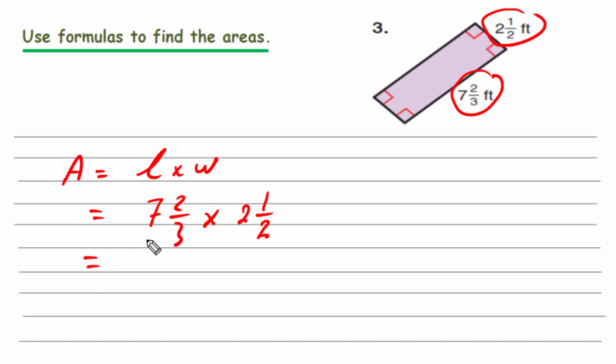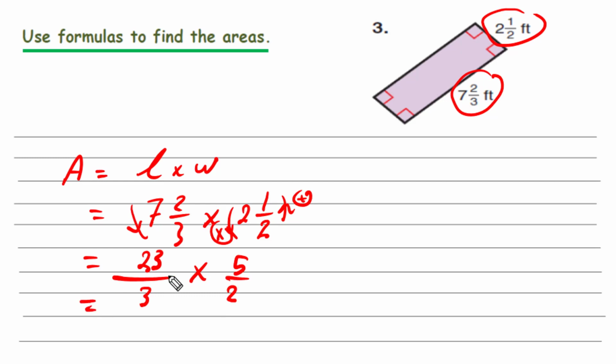Rename each mixed number to be a fraction. 7 times 3 equals 21. 21 plus 2 equals 23, over 3. Times 2 and 1/2. 2 times 2 equals 4. 4 plus 1 equals 5. We get 5 over 2. Now, no common factors. Just multiply 23 by 5 over 3 times 2.